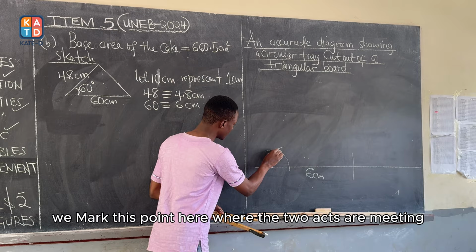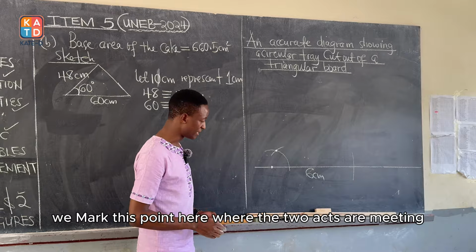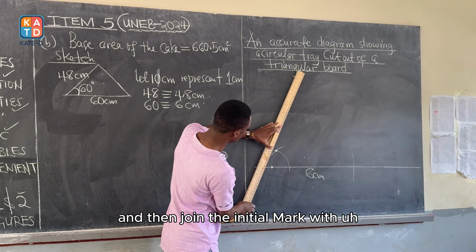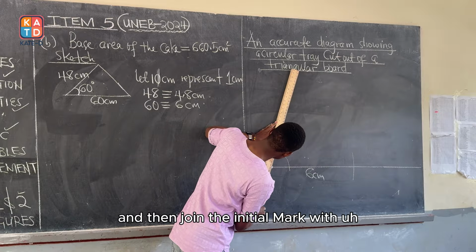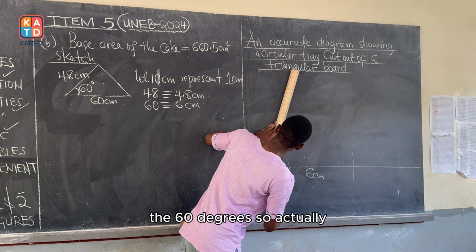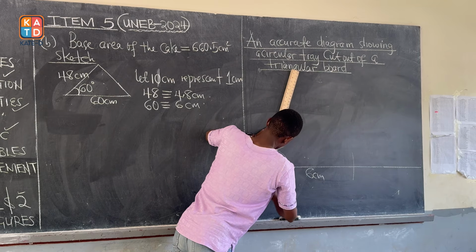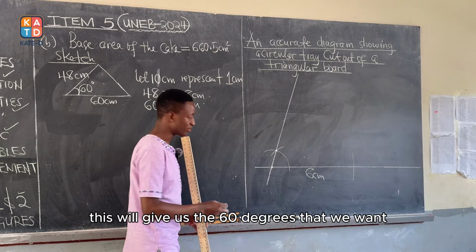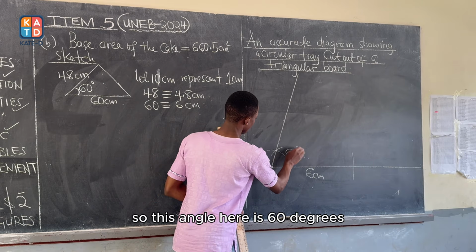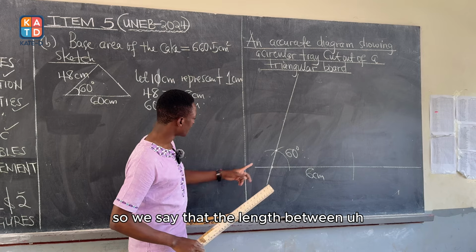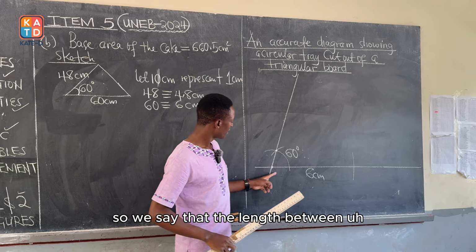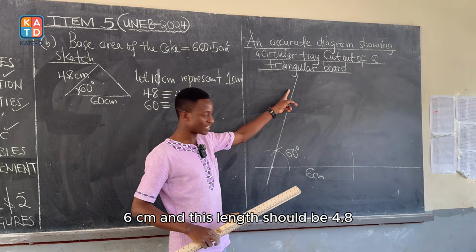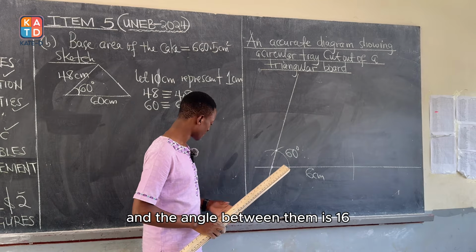So we mark this point here where the two arcs are meeting, and then we get our ruler and join the initial mark with the 60 degrees. So actually, this will give us the 60 degrees that we want. So this angle here is 60 degrees. So we say that we have the length here as 6 centimeters, and this length should be 4.8, and the angle between them is 60.